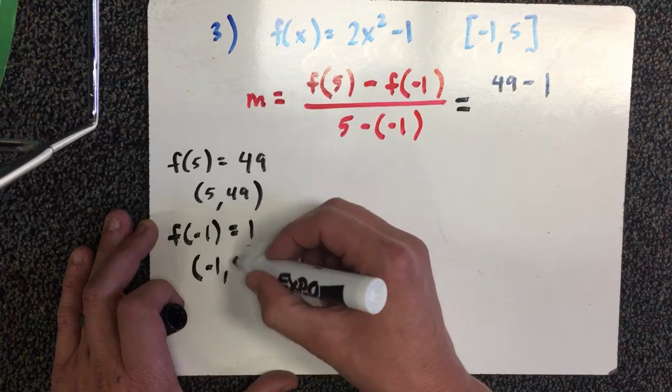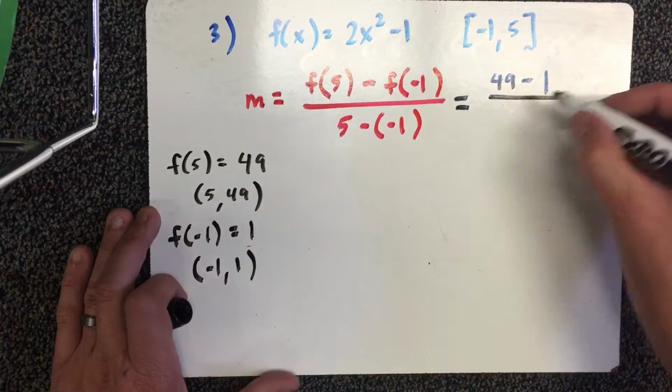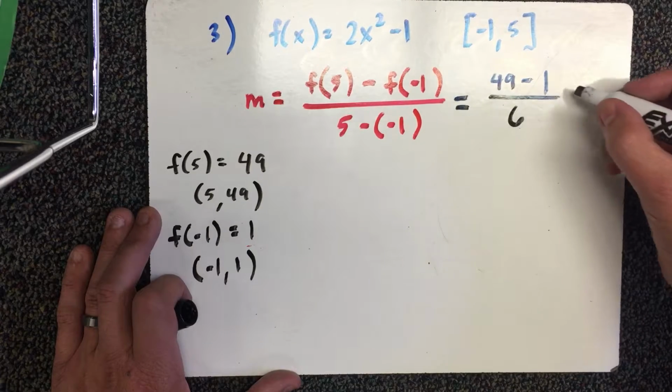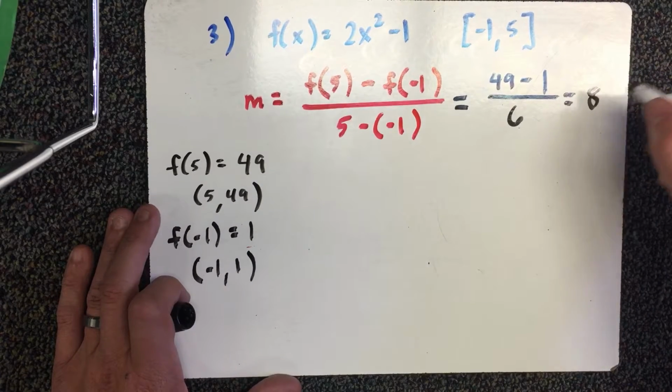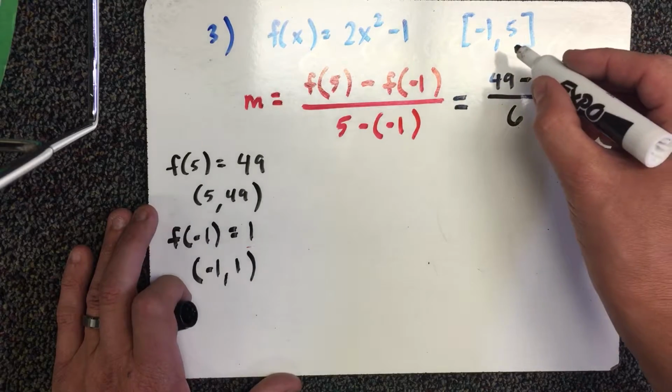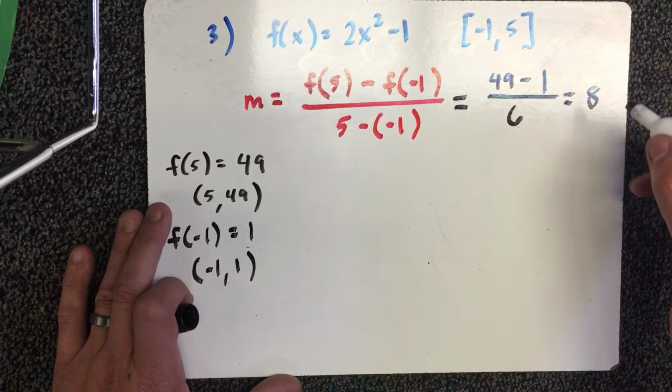So that is another coordinate. All over 5 plus 1, which is 6. 48 over 6 is 8. That is the average rate of change of the function in this interval. So now we have our slope.